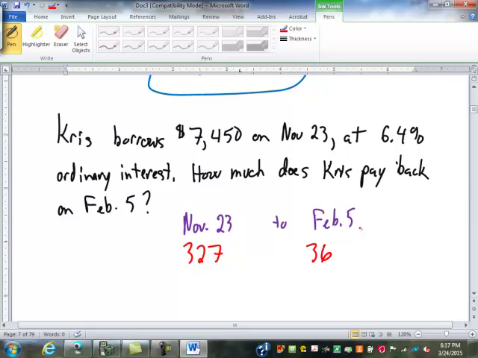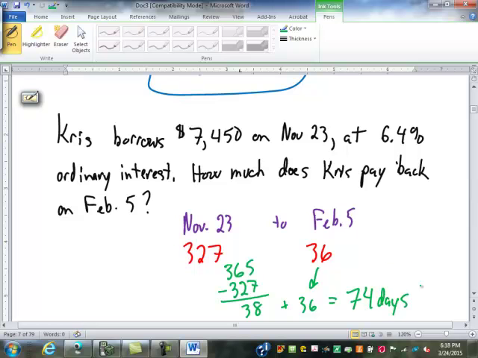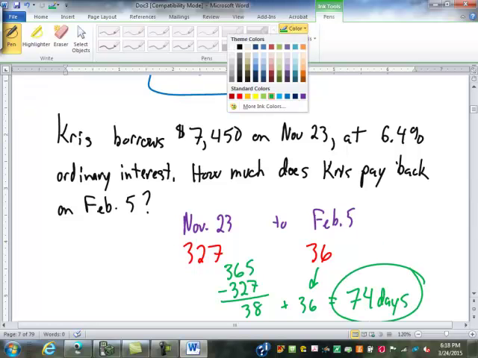Now, we got to be careful. Can we just subtract those numbers? No, we cannot. What we have to do is, since we go from one year into the next, we have to figure out the number of days in the first year, which will be 365 minus 327, which is going to give us 38 days. Then you're going to add that to the 36. Which is going to give us 74 days. What's next?